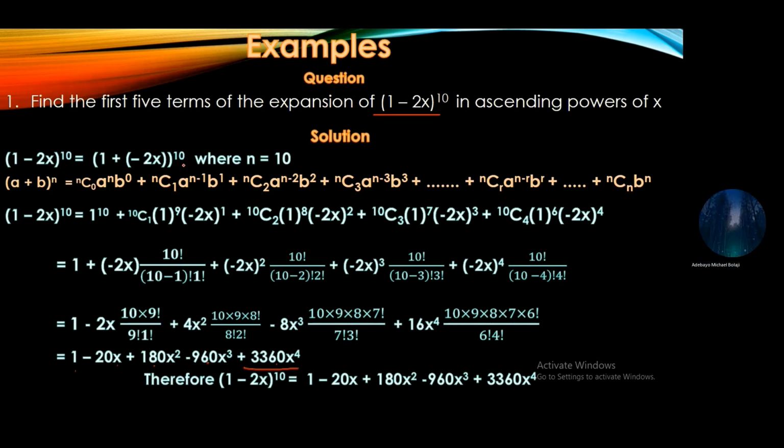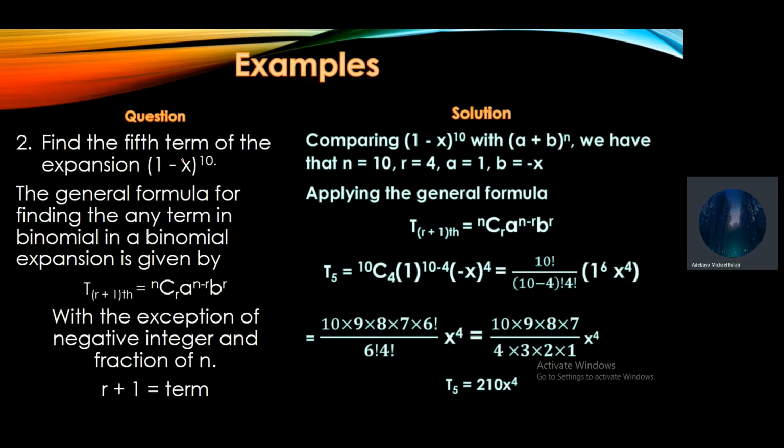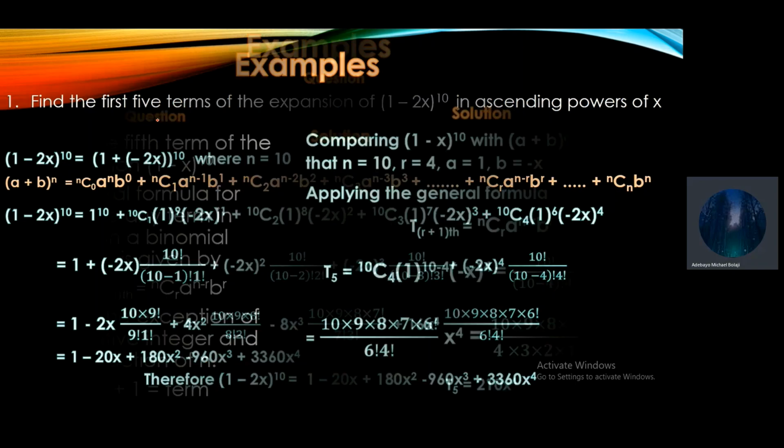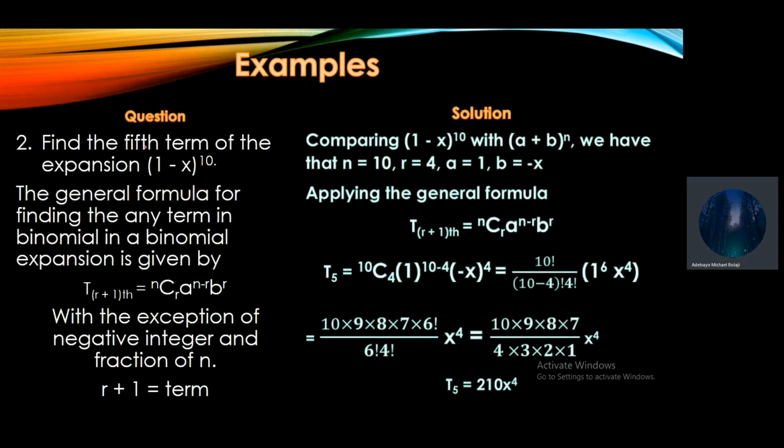Okay, let's go to our second example. Now our second example says find the 5th term of the expansion of 1 minus x raised to the power of 10. Now in this first example we are looking for the first 5 terms. But in this second example we are looking for just a term, and that term is just the 5th term. So we are looking for only one term.